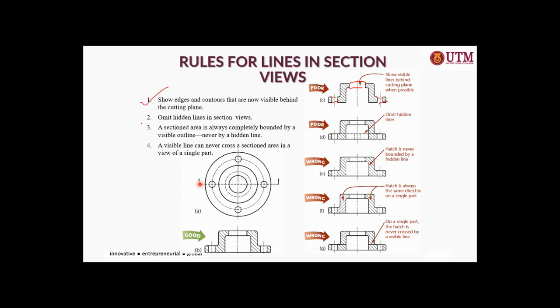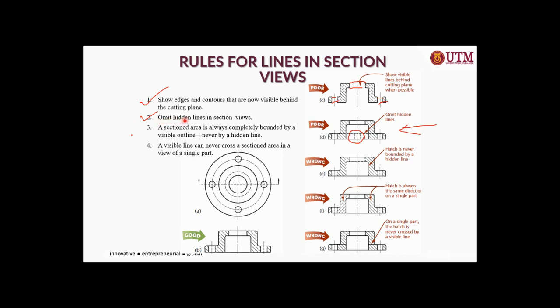And the second rule is that you have to omit hidden lines. Even though you do your cutting on this plane, this should be a hidden hole at the back, but you shouldn't draw it here. So in simple terms, in section view, there shouldn't be any hidden line. We shouldn't have any hidden line in section view. That is rule number 2.